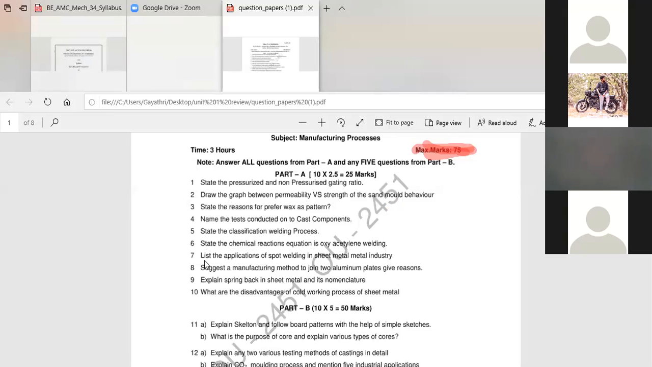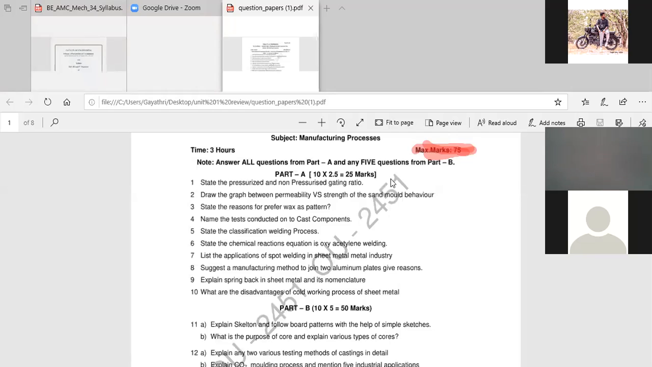Neeraj, what is permeability? Don't know, ma'am. I came late. Aziz, explain what is permeability to them. Permeability is a property of sand which allows gases to escape from the mold cavity.